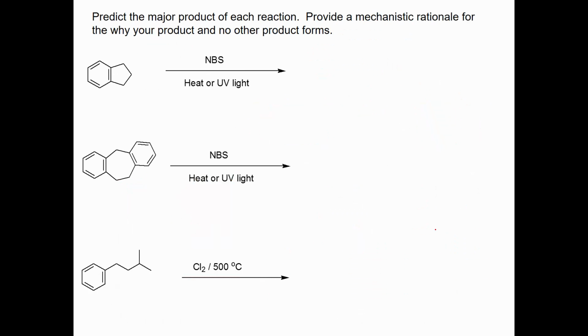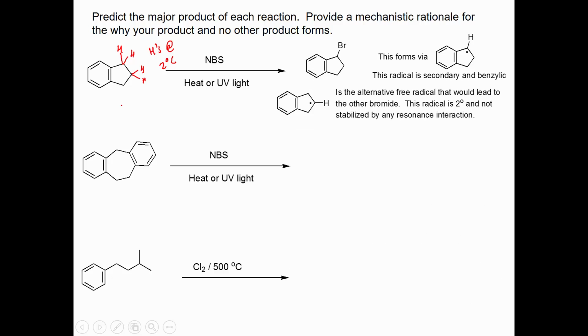All right, let's predict the products of this reaction, and we're going to provide a mechanistic rationale as to why your product and no other product forms. All right, so here we're going to treat this with NBS and light. All of the hydrogens we could potentially replace are hydrogens at secondary carbon. This carbon down at the bottom is just like those. All right, but we're going to see that we're going to get exclusive bromination at the benzylic position, okay?